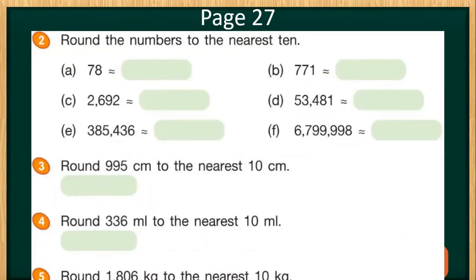Okay, let's look at the answers. Number 2, letter A, 78, round off to the nearest 10. Bonot, what's your answer? Is it 70 or 80? 80. The answer is 80. Very good. Next, letter B, 771, round off to the nearest 10. The correct answer is 770.